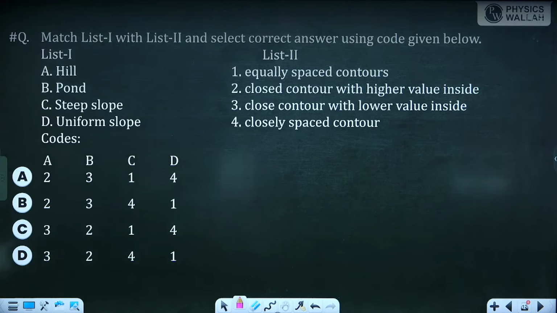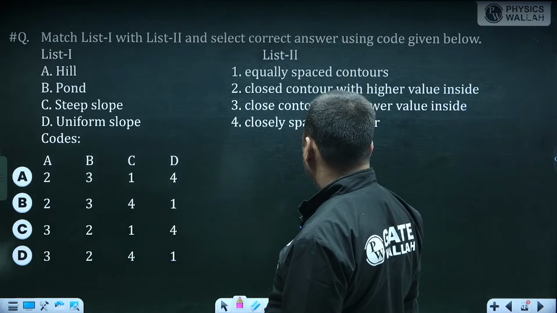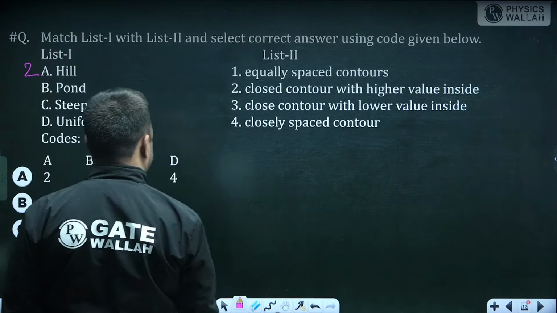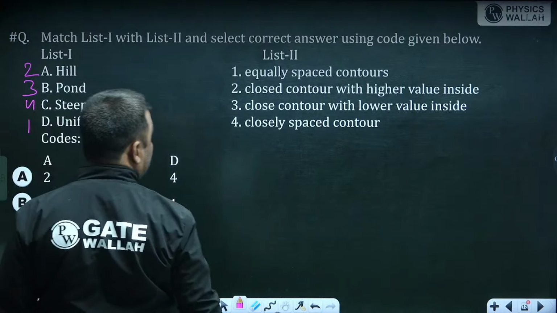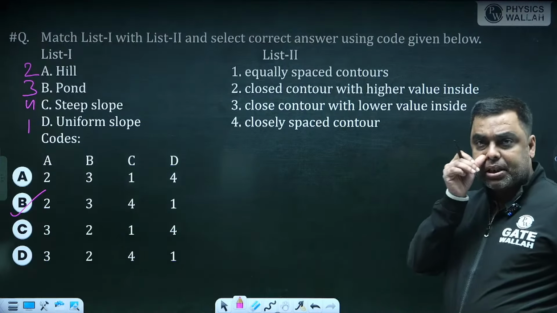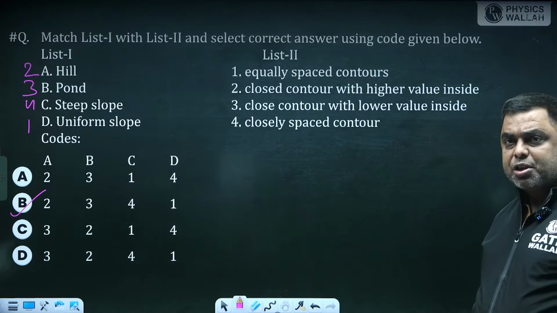What would be the answer to this question? 1, hill. 2, pond. 3, steep slope. 4, 1, 2, 3, 4, 1. The answer would be B. Yes. The answer is option B.